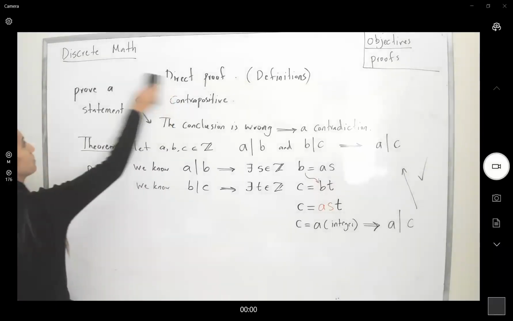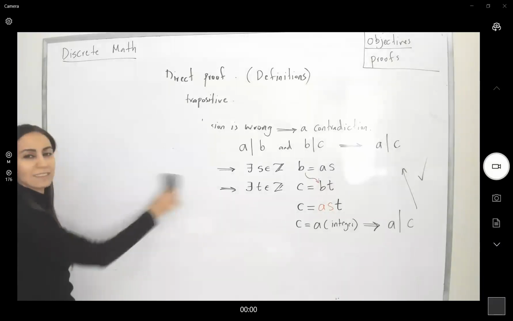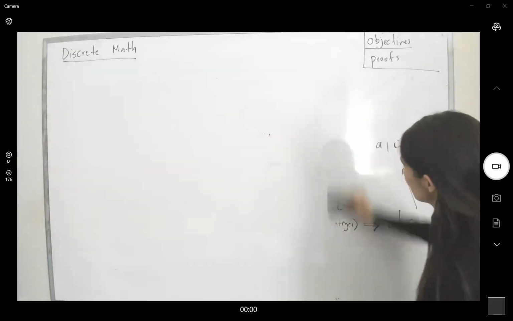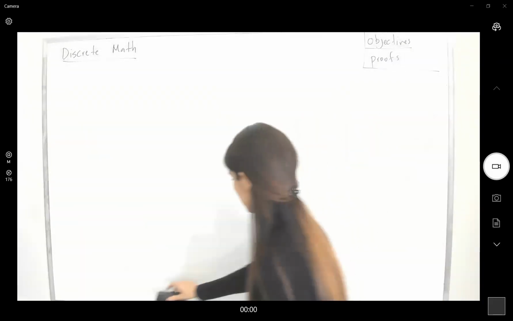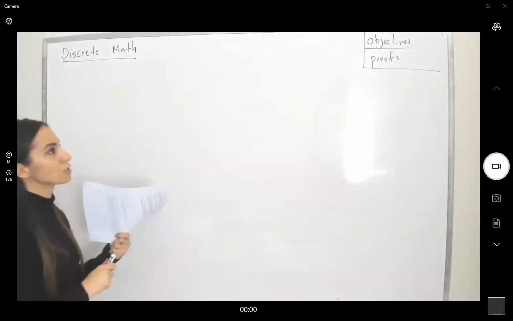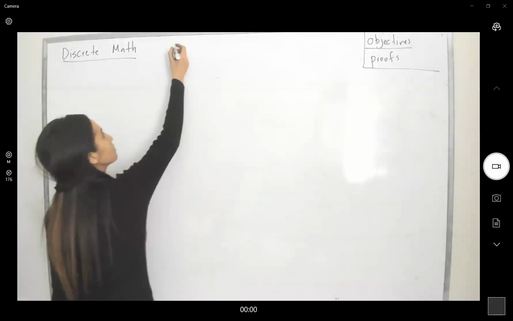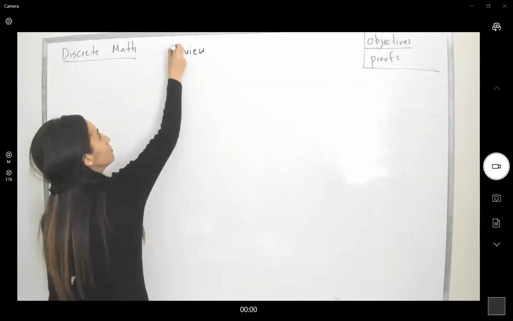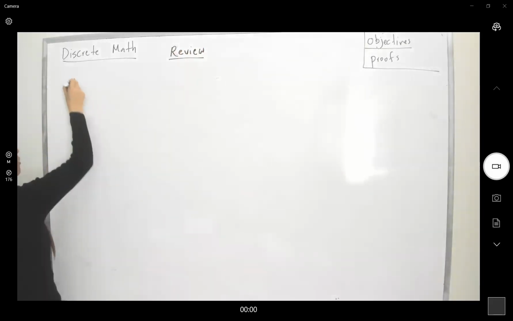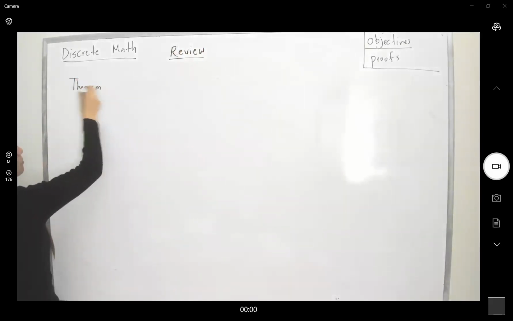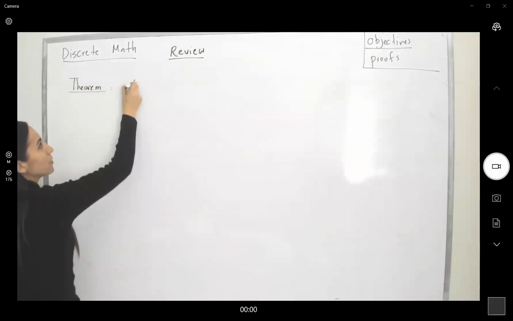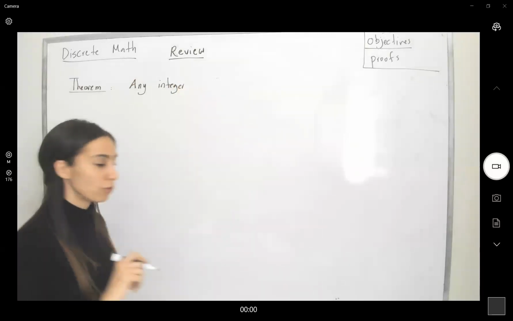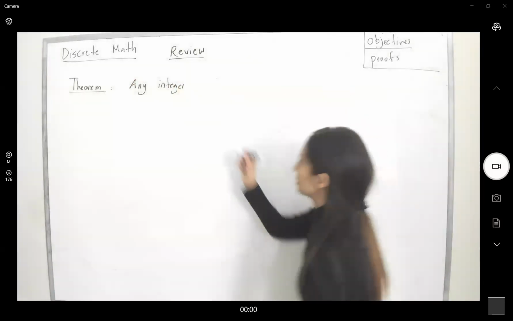Next theorem says, prove that any integer is divisible by a prime number. We're just reviewing the proofs. Theorem. Prove that any integer greater than 1 is divisible by a prime number.